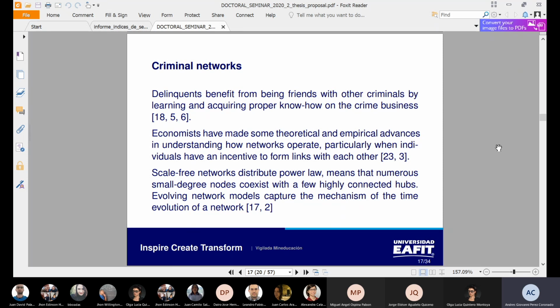Economists have made some theoretical and empirical advances in understanding how networks operate, how they work, how they are connected, and how they evolve over time. We already know from our experiments that criminal networks are scale-free. That means that a small number of vertices have a lot of connections, and the degrees follow a power law distribution. And of course, these kinds of networks have evolving network models that capture the mechanism behind the evolution of the network.